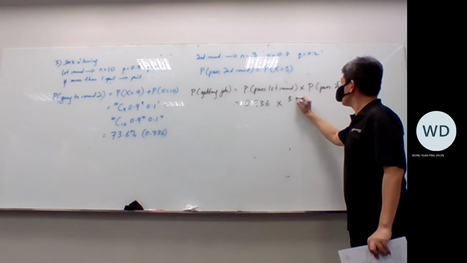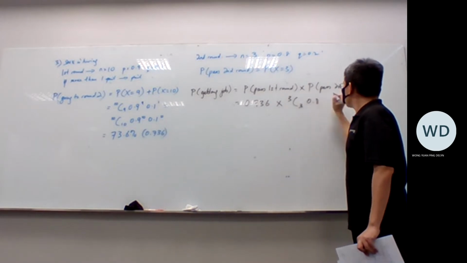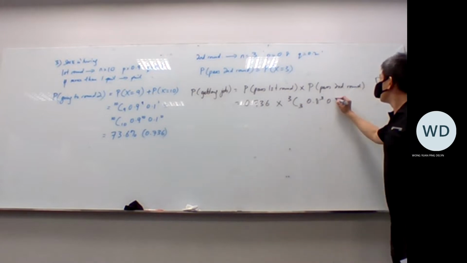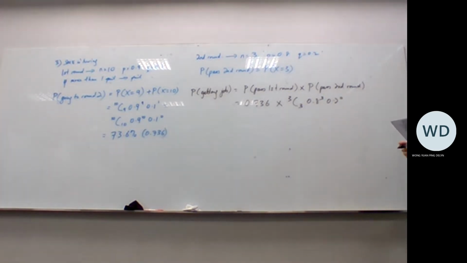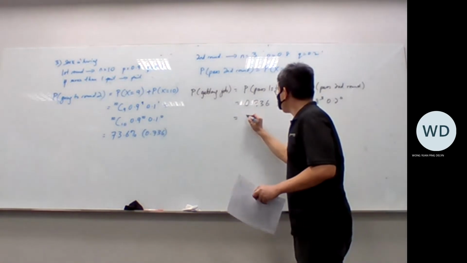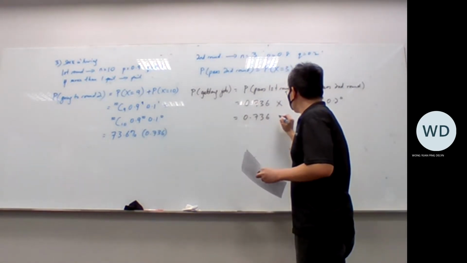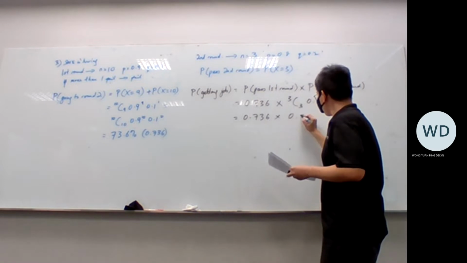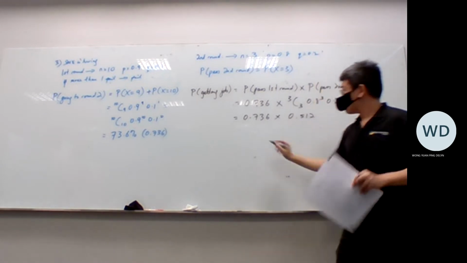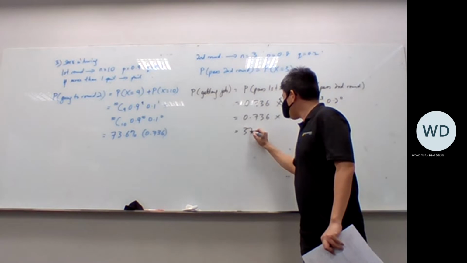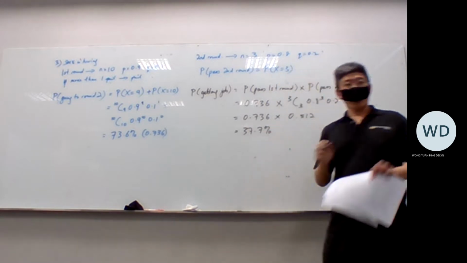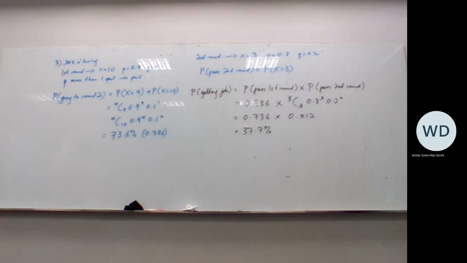So it's 3, 0.8 to the power of 3. Then you end up with 37.7%. And that's what you're trying to show. The probability of getting a job for a potential candidate is 37.7%.